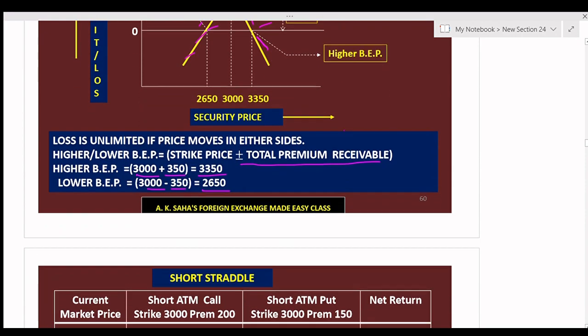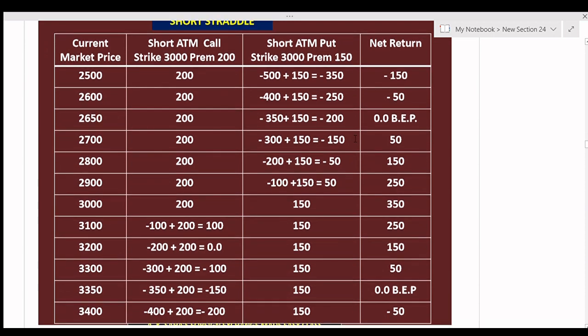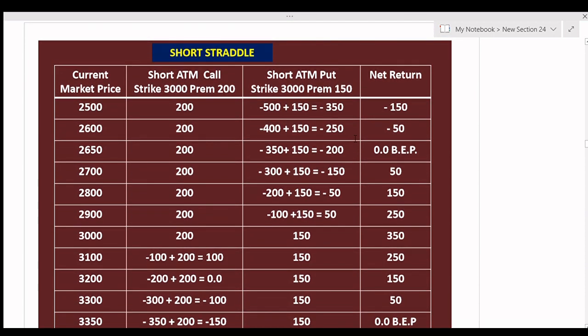Now comes the solution of this. In the short straddle, the current market price is such that the short ATM call strike price is 3000 and the premium received is 200, and the put option strike price is 3000 and the premium received is 150. You see, up to 3000 from the lower side, the short ATM call trader will receive the premium.